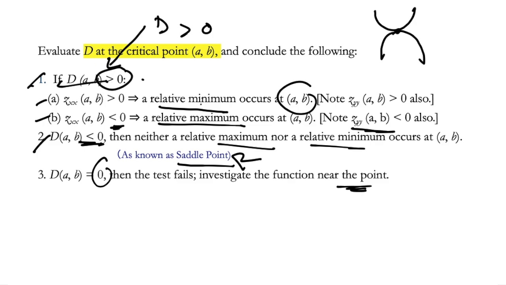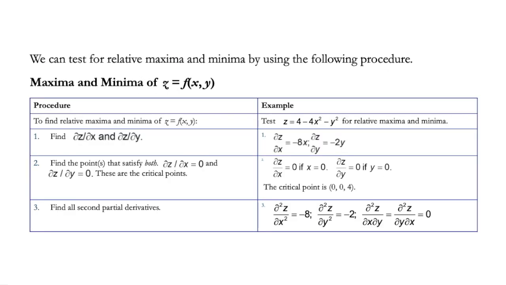So it's either number 1 or number 2. If it is number 1, you need to decide whether it's a relative minimum or maximum. So A, if this occurs, relative minimum. If not, then B, relative maximum. Okay. Now let's look at one example. We can do the test for relative maxima and minima by following these steps of procedure. Let's say we have this function z equal to 4 minus 4x squared minus y squared, and we need to test whether it has relative maxima or minima.